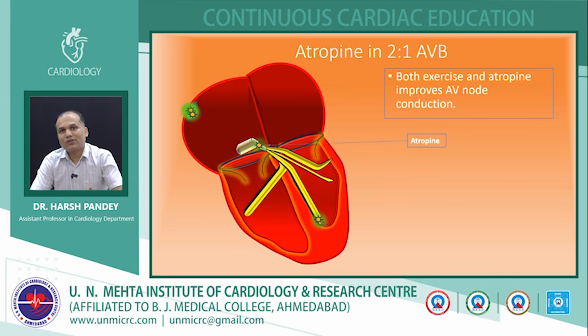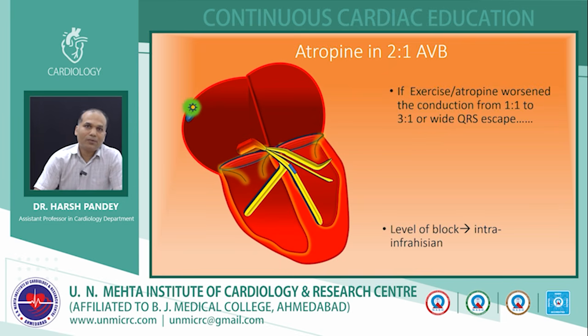If you do exercise also, the same thing can happen, 2:1 may become 1:1. Sometimes the AV nodal refractory periods are high because of some vagotonia. So if you give atropine, this level of 2:1 AV conduction sometimes may improve also. But what happens if you give atropine or exercise to a patient who is having 2:1 or 3:1 conduction? From 2:1 it becomes 3:1, or from 2:1 it becomes a more wide escape.